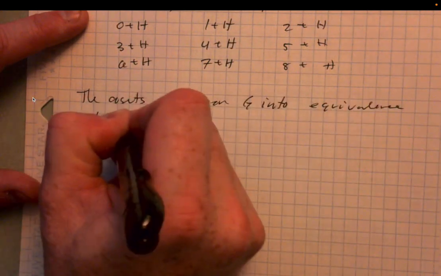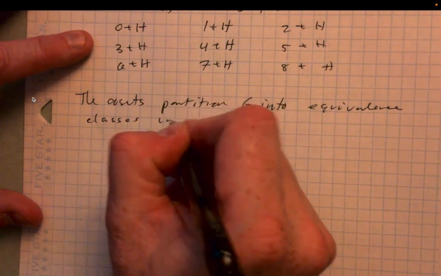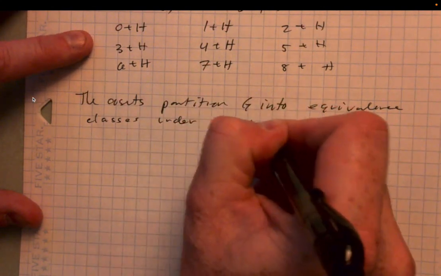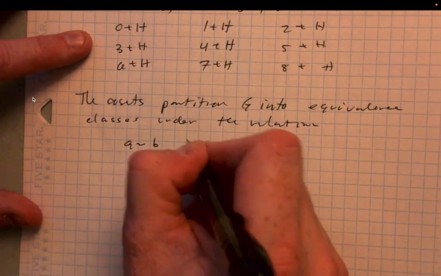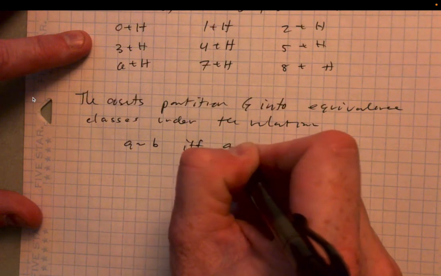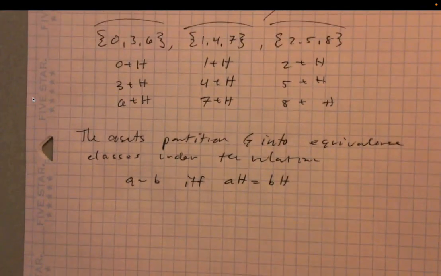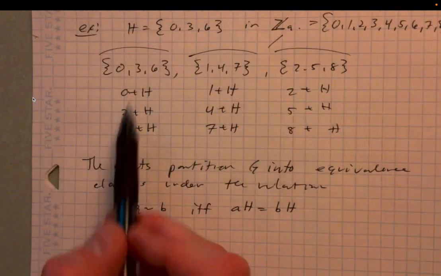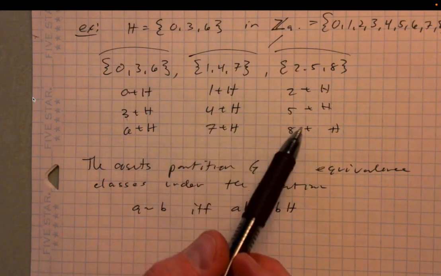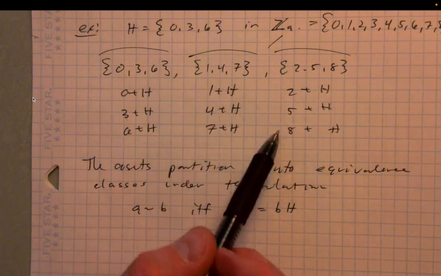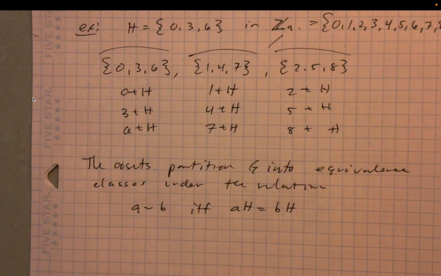And what do we mean when we say equivalence classes? We better give some kind of relation. Well, equivalence classes under the relation A is equivalent to B if and only if AH equals BH. So up here, for example, 0 and 3 are equivalent because 0 plus H equals 3 plus H. 1 and 8 are not equivalent because 1 plus H is not equal to 8 plus H. So they fail that equivalency.